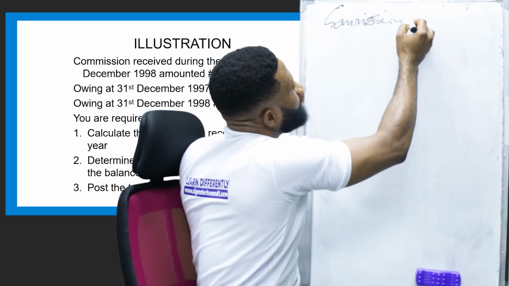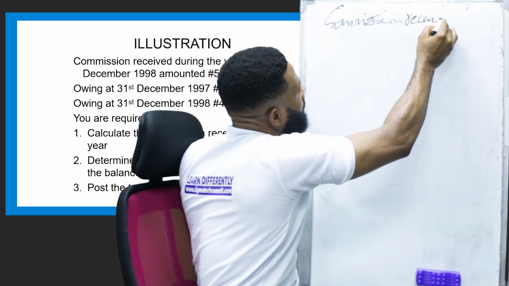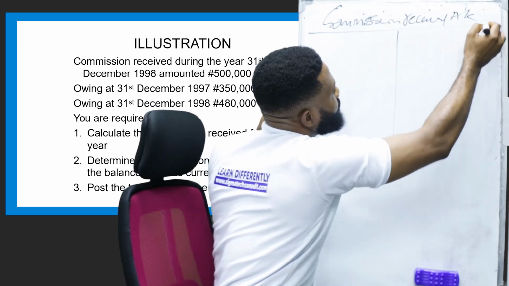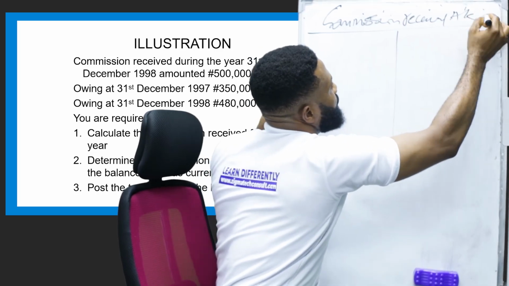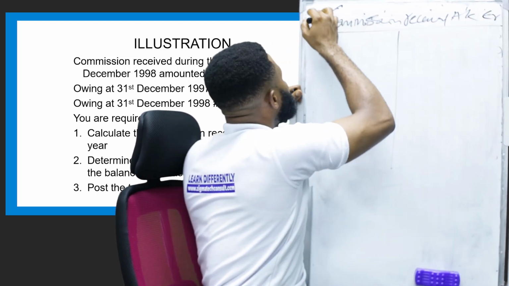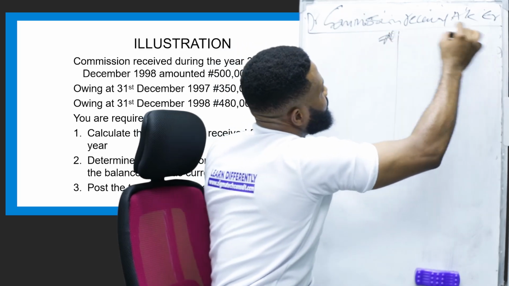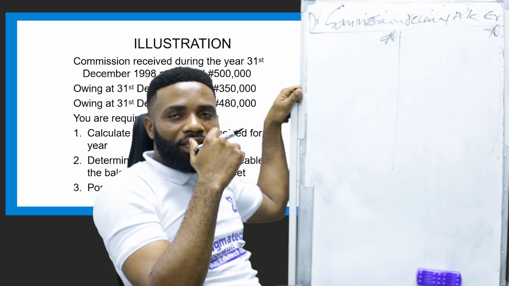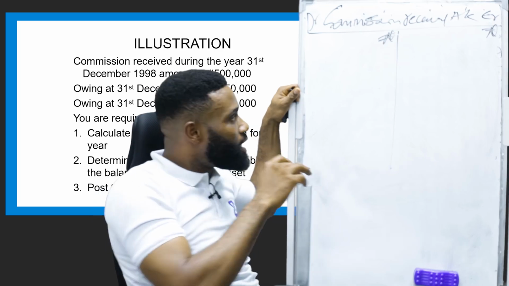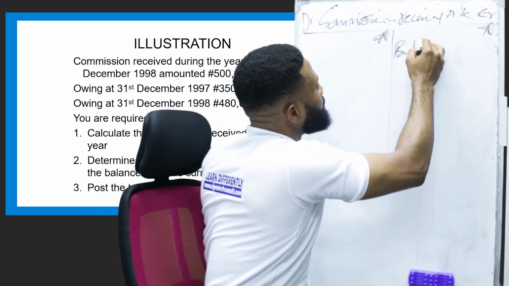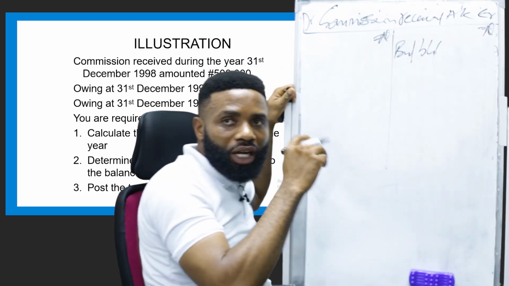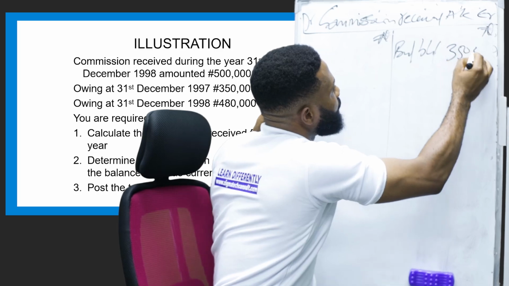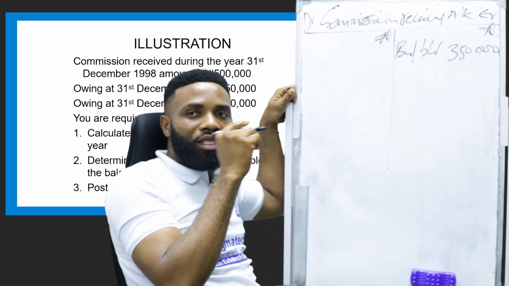Commission received account. This is your credit side and this is your debit side. Now, the one that we are owing you last year is always your balance brought down. Your balance brought down is always that of last year, which is 350. The one they owe you last year.